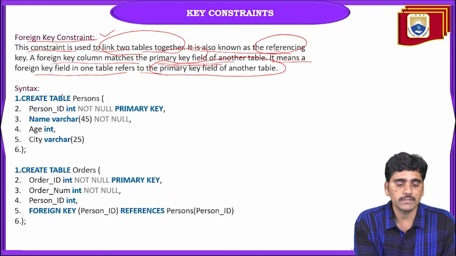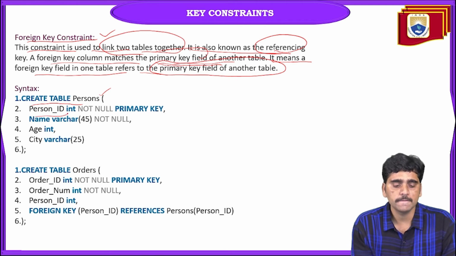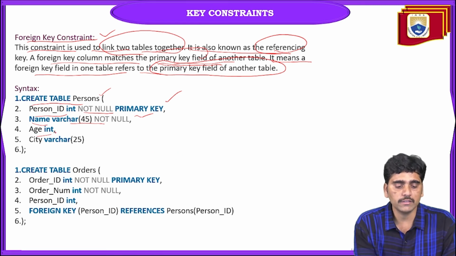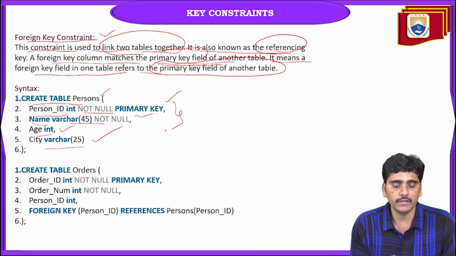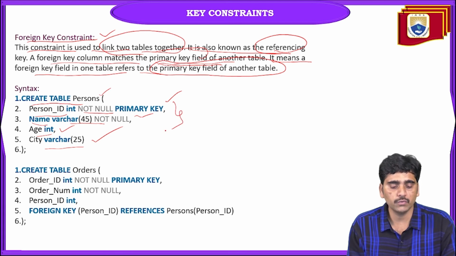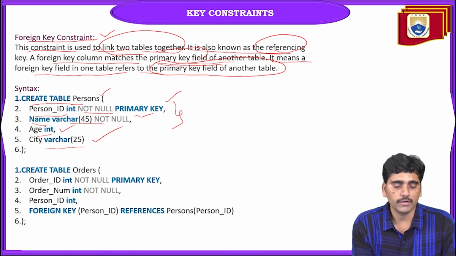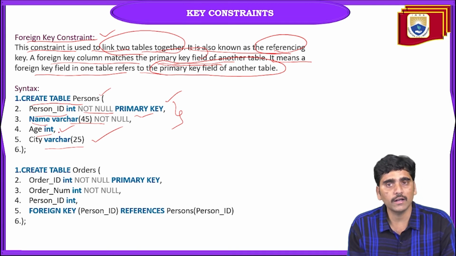We'll see here. The syntax is what? Create table persons. Person ID integer not null primary key. And the name varchar not null constraint. And age integer and the city is what? Varchar. So here I am specifying two constraints: for the person ID a primary key constraint, and the name not null constraint.